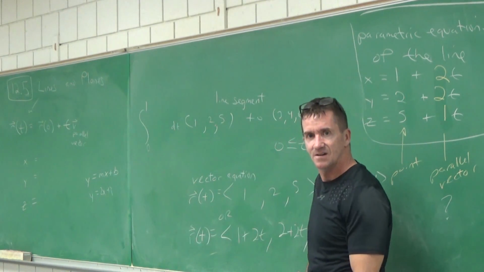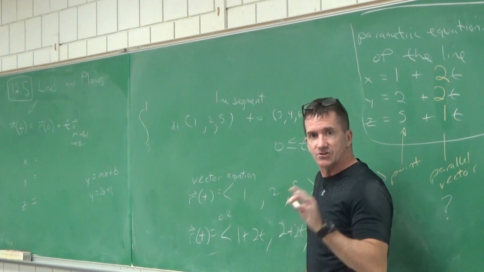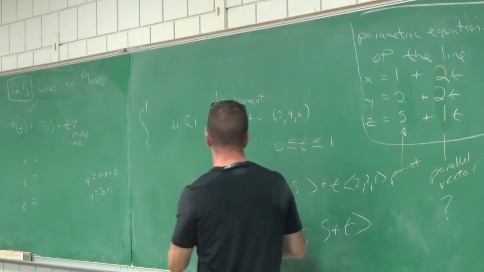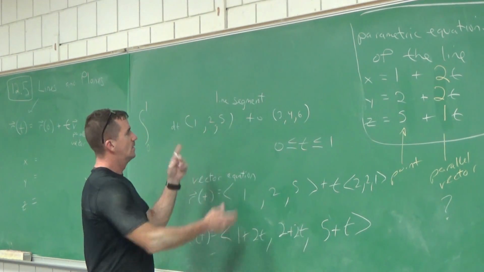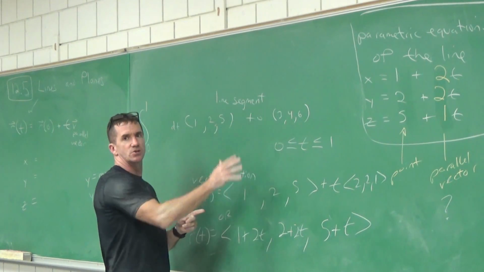I didn't get how you get 0 and 1 for the t. Oh, how'd you get this? So what we did was, we just looked at this to say, what values of t would give us these 2 points?